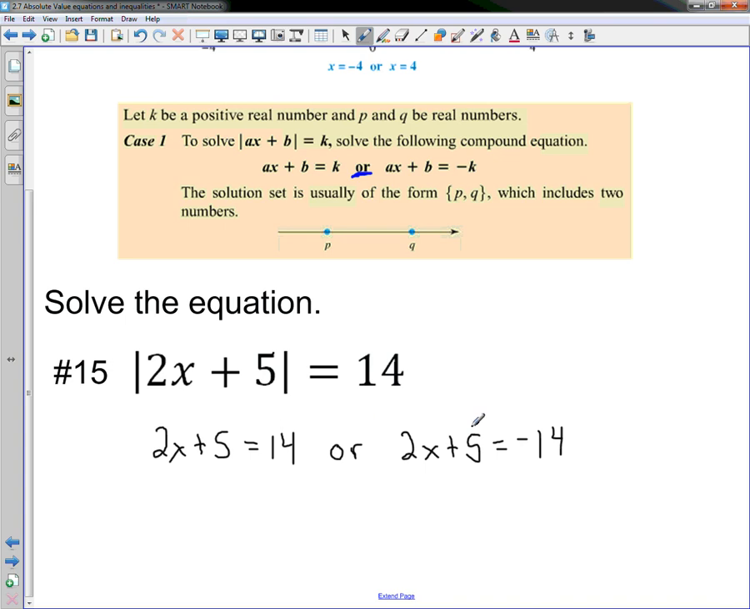Once you get it broken apart, you understand that it's going to be an OR statement. We're just working through the steps. So on the first one, I'm going to subtract 5. And I get 2x is equal to 9. And then we're going to divide by 2.